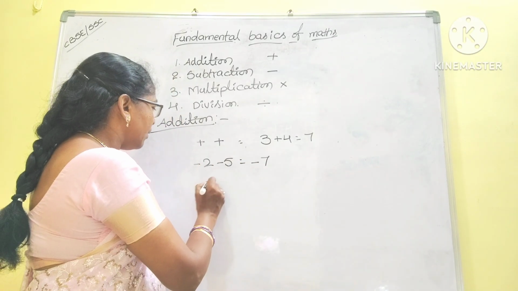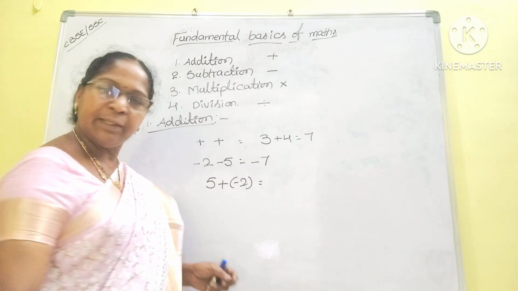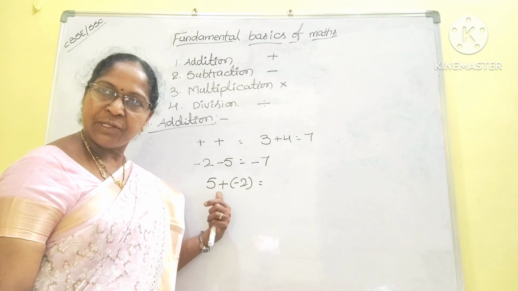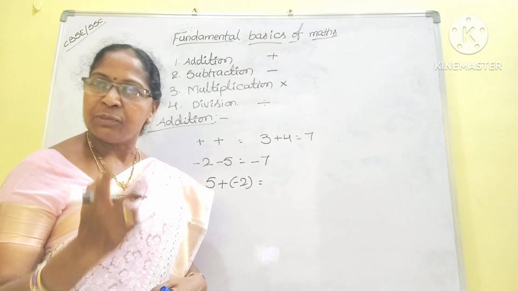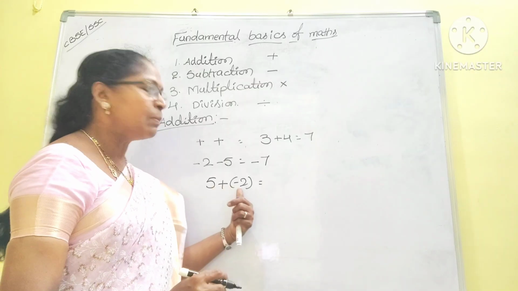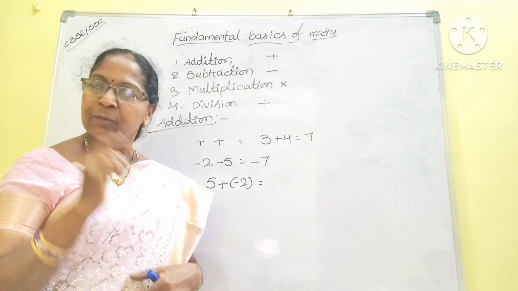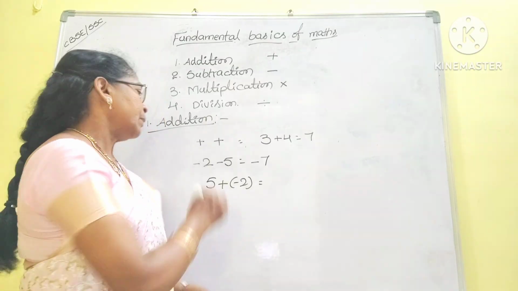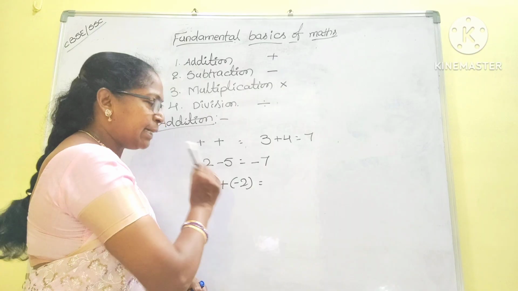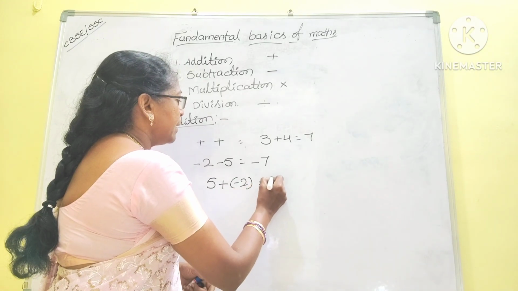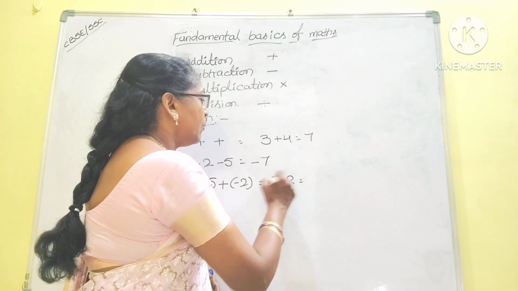Another one is here: 5 plus (minus 2). Another operation here: 5 addition to a negative number. Here, in between these two numbers, two symbols are there. Whenever two symbols are there, first you have to simplify those two symbols and write down one symbol. A bracket is nothing but multiplication. So plus into minus equals minus. Remove the bracket. So 5 minus 2 equals 3.